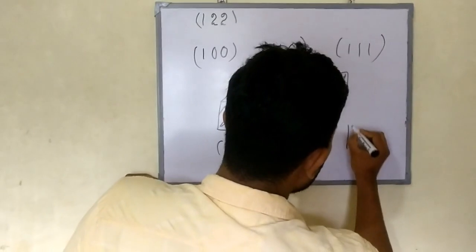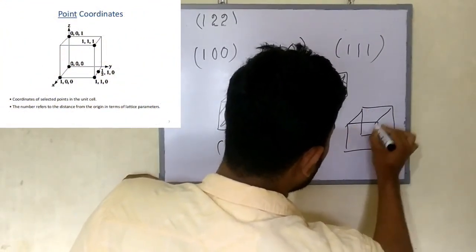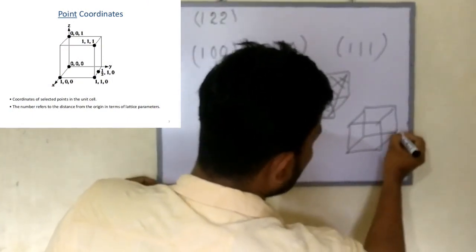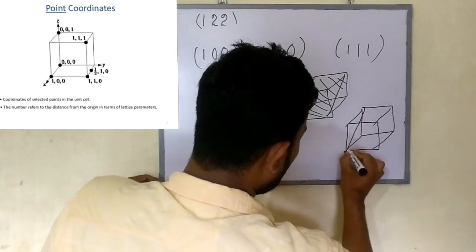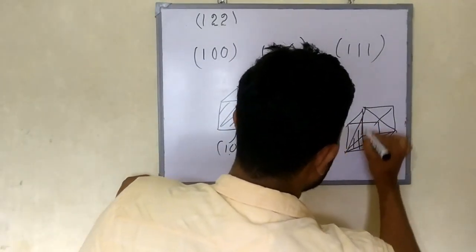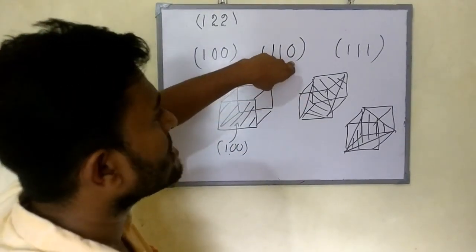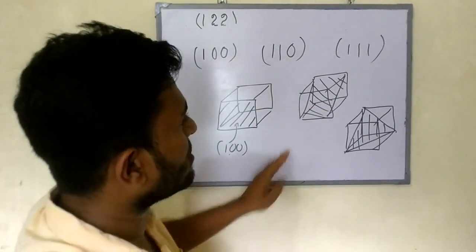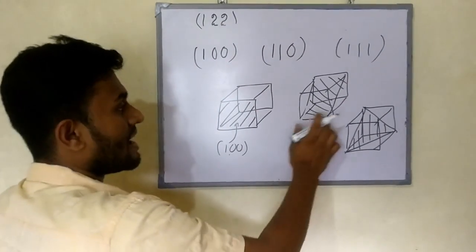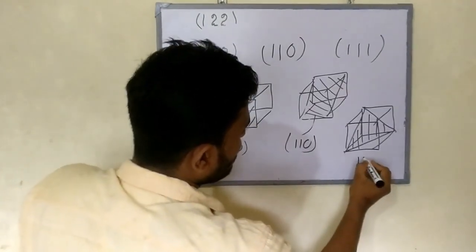Then the 1, 1, 1 plane, that cuts A, B and C. So the plane will be like this. Only the second one is going parallel to the z-axis. So that will be parallel to the z-axis and only cuts A and B. So this is 1, 1, 0 and this is 1, 1, 1.